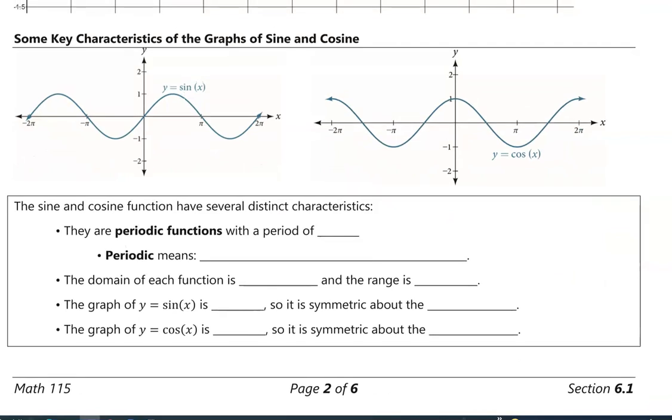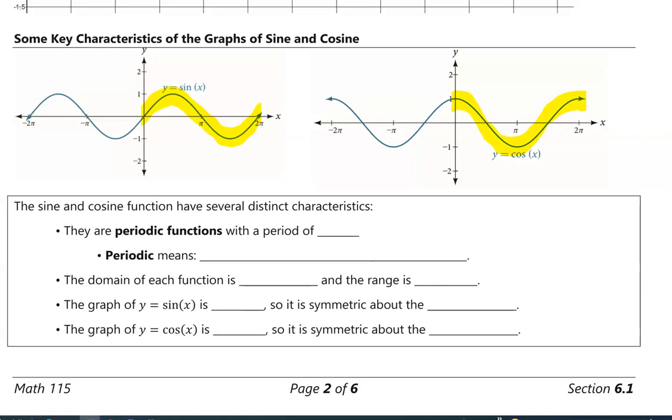So some key characteristics of the graphs of sine and cosine. Again, this is the graph of sine, and this is the graph of cosine. Earlier when we plotted all those points, we got this for sine, this part here from 0 to 2 pi, and for cosine, this part here from 0 to 2 pi.